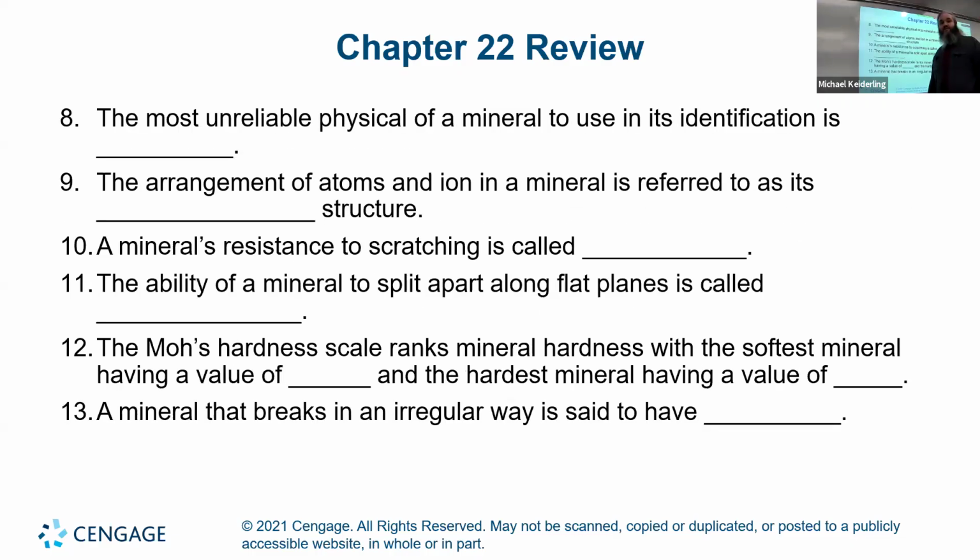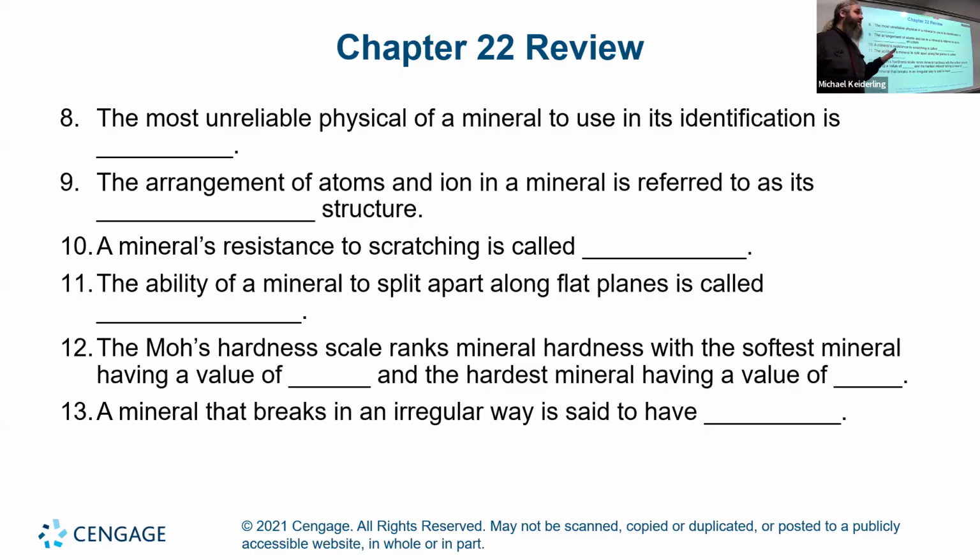The most unreliable physical property of a mineral to use in its identification is color. The arrangement of atoms and ions in a mineral is referred to as its crystal structure. A mineral's resistance to scratching is called its hardness. The ability of a mineral to split along flat planes is called cleavage. The Mohs hardness scale ranks mineral hardness, with the softest mineral having a value of 1 and the hardest mineral having a value of 10.